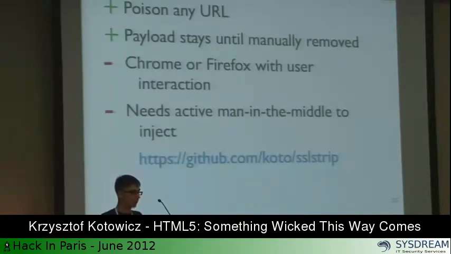So if you want to clear the cache and stay safe, do it after disconnecting from the Wi-Fi access point that you suspect is doing some harm to you. Of course, it needs an active man in the middle to inject. You can try this technique with the fork that I made from SSL strip with added the tampering with the application cache.